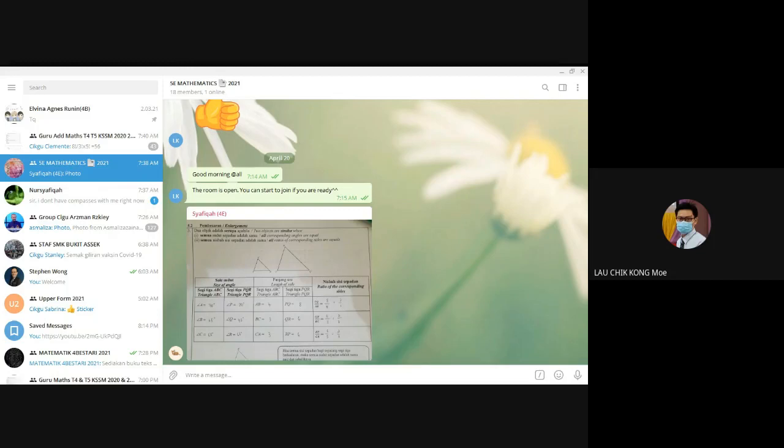Okay. So for those who didn't have the protractor, maybe you can copy down or jot down the answer first. Later on, you can measure back. Boleh ukur balik kemudian. Okay, so this is the correct answer. Very good.